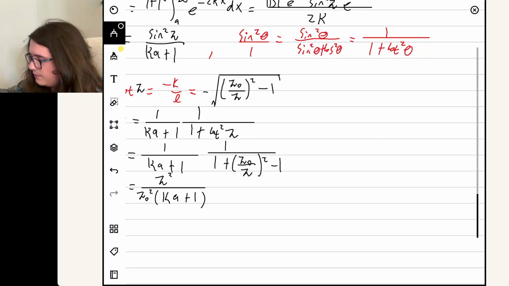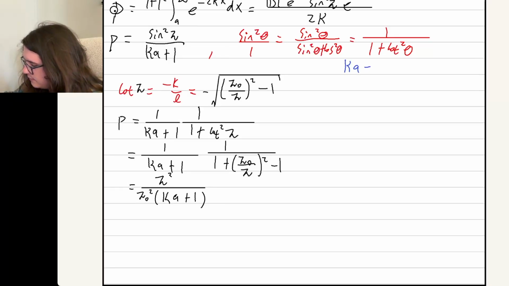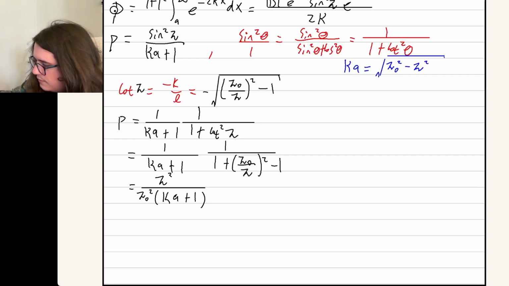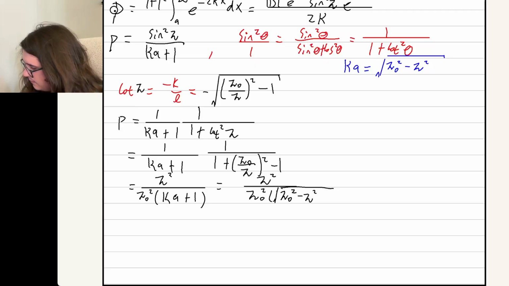Also, an interesting way to rearrange the definitions of z and z naught that Griffiths did was that kappa A was equal to the square root of z naught squared minus z squared. So let's do the same thing. So finally we have z squared over z naught squared times the square root of z naught squared minus z squared plus 1.